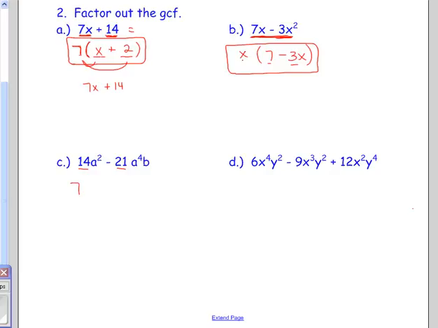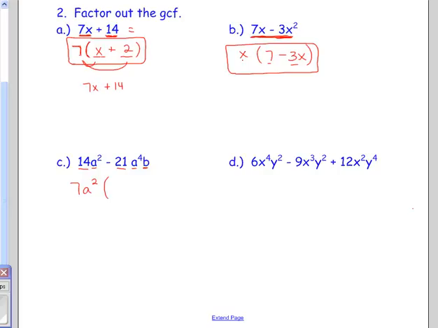Then I'll look at my variables. A squared, a to the fourth. So they both have at least a squared. And the 21 has the b, but not the first term, so that cannot be in my greatest common factor. My greatest common factor would just be 7a squared.